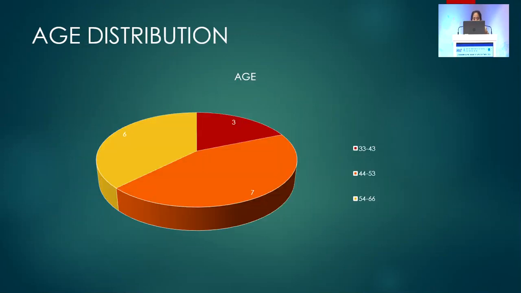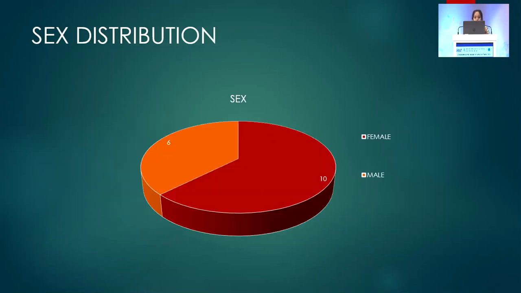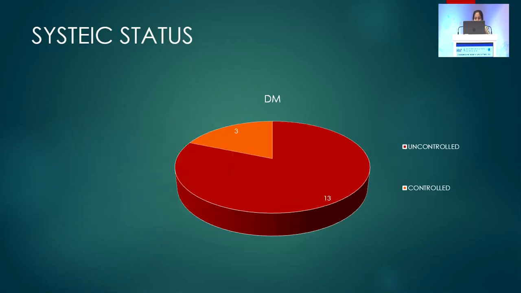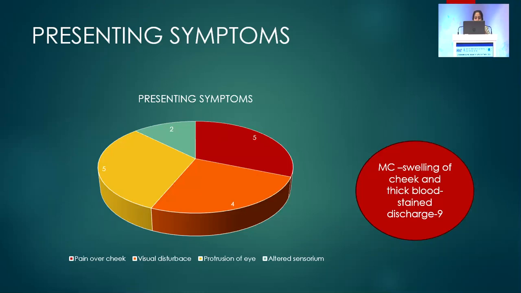Depending on age, the 54 to 66 and 44 to 53 age groups were most common, and the young age group was a little less. Females were more than males. Obviously uncontrolled diabetes mellitus had the most vulnerable outcome. The most common presenting symptoms were swelling of the cheek and thick blunt stain discharge in 9 patients. The rest came with associated symptoms like visual disturbance, protrusion of the eye, pain over the cheek and altered sensorium.